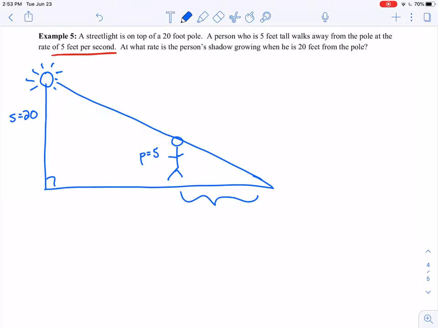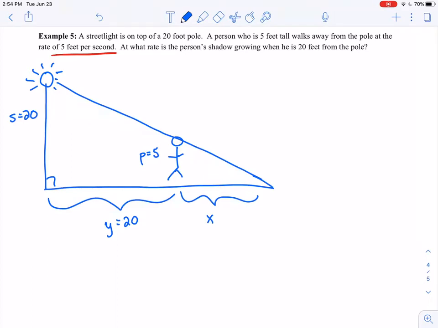So I'm going to call this, I don't want to call it S because I've already used S, so how about I call this X? So it says, at what rate is the person's shadow growing when he is 20 feet from the pole? So this distance right here, he's 20 feet from the pole. I'm going to call this distance Y. So how about I call this Y as 20 feet?